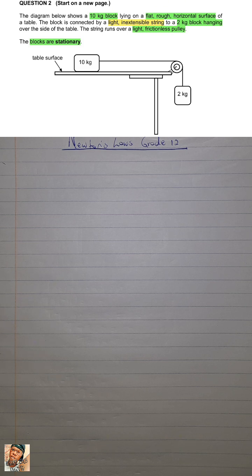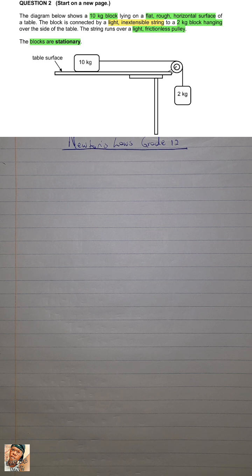Question 2 said: the diagram below shows a 10 kg block lying on a flat, rough horizontal surface of a table. The block is connected by a light inextensible string to a 2 kg block hanging over the side of the table. The string runs over a light frictionless pulley. In the previous video, which is the first one, I explained the flat, rough, horizontal surface. I also explained the light inextensible string, and I also explained the light frictionless pulley.